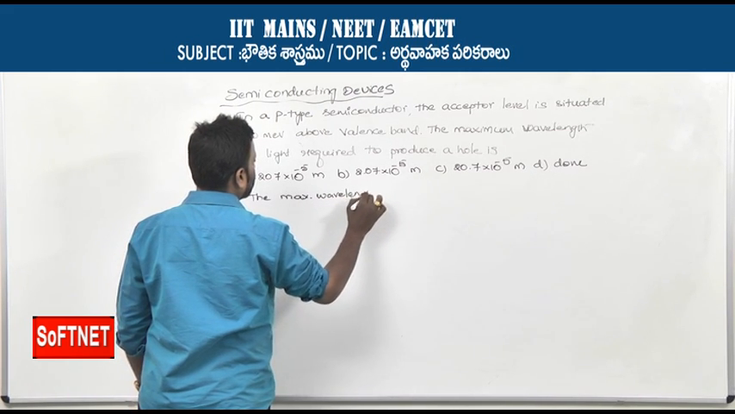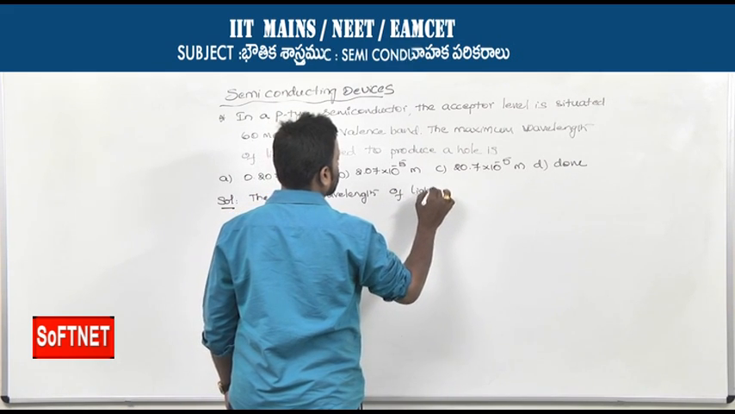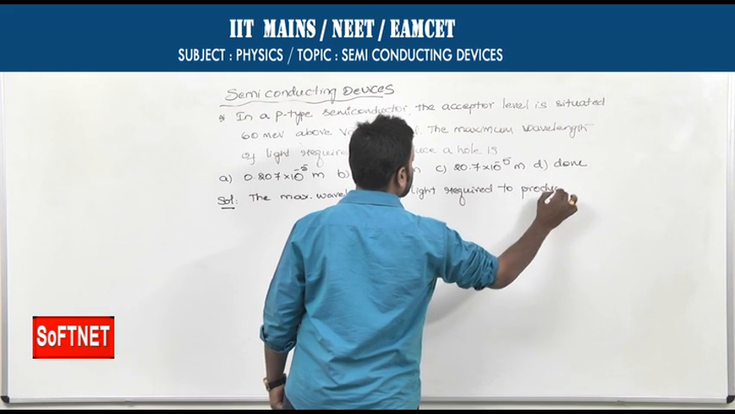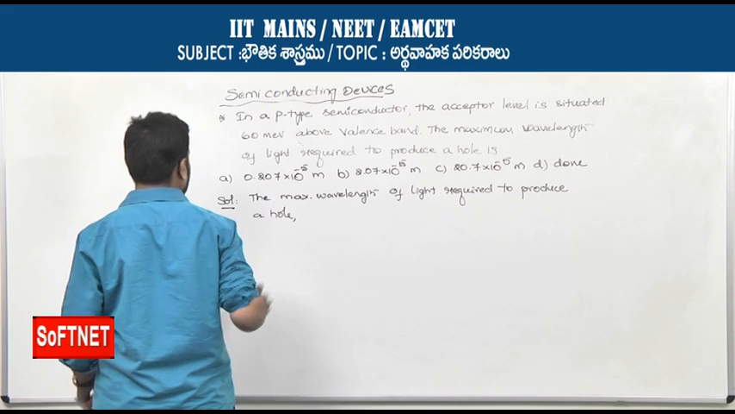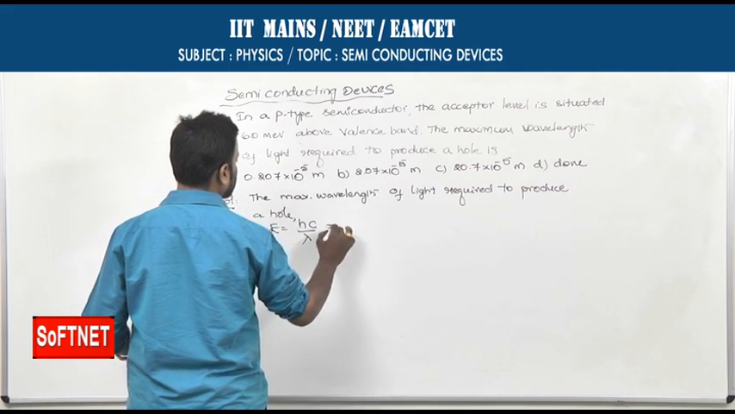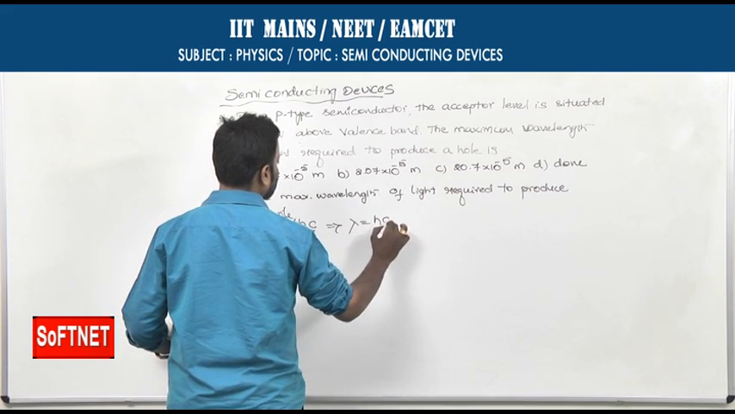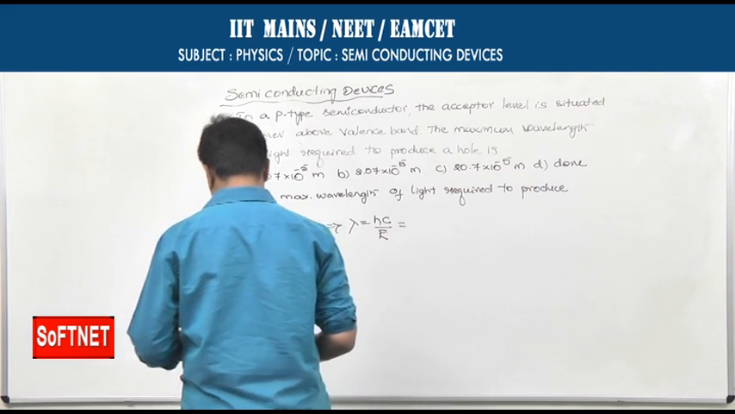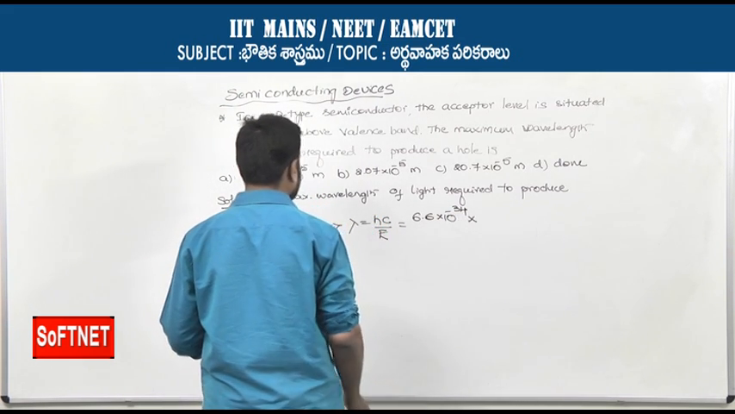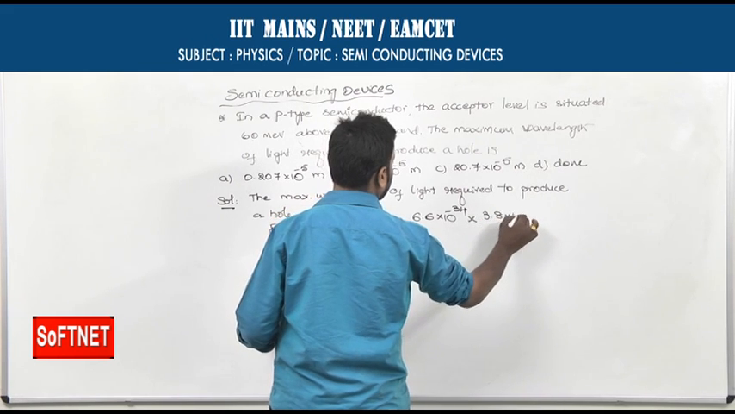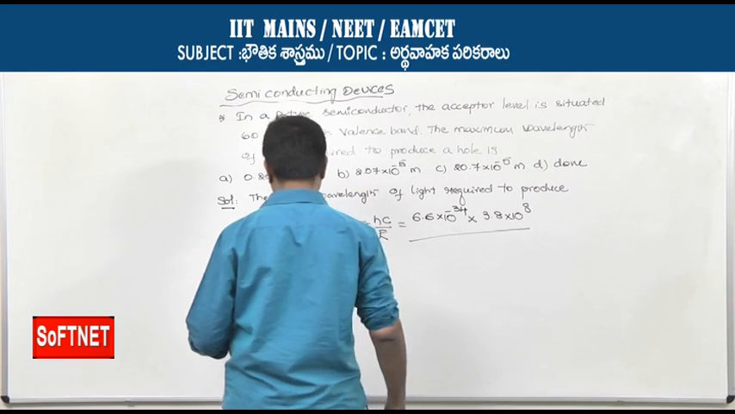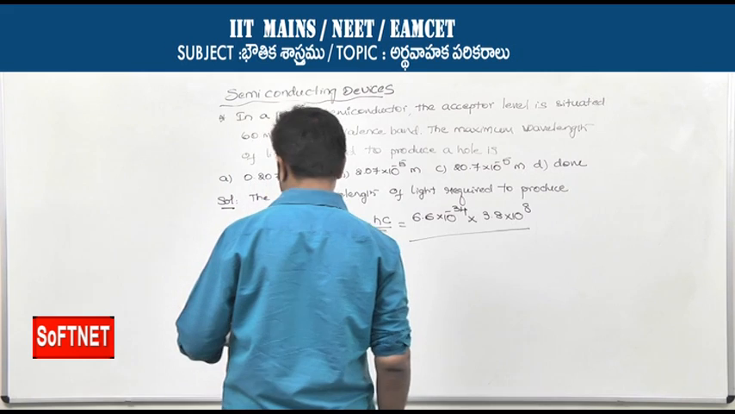The maximum wavelength of light required to produce a hole can be obtained by using the relation E is equal to hc by lambda. As we are asked to calculate wavelength, lambda is equal to hc by E. Here h is Planck's constant whose value is 6.6 into 10 power minus 34 joule second. The value of speed of light is 3 into 10 power 8 meter per second, and the energy is given as 60 milli electron volts.